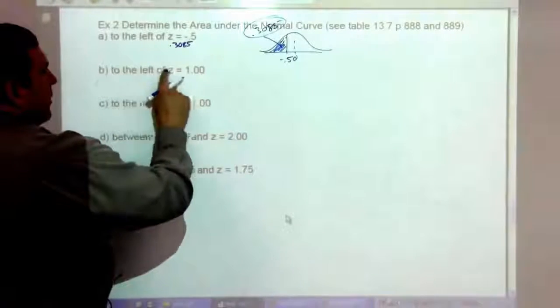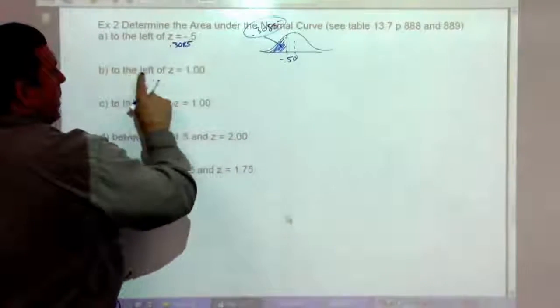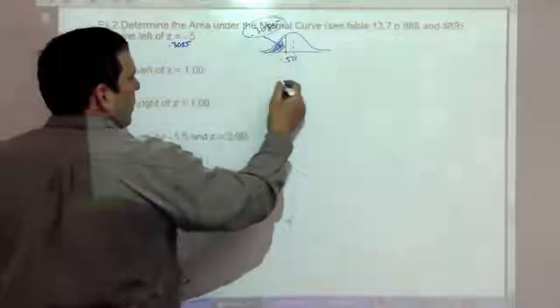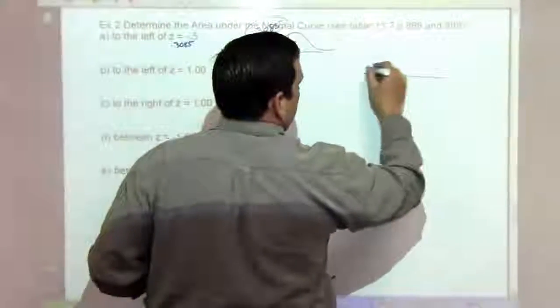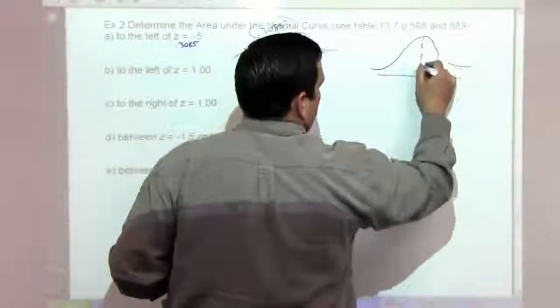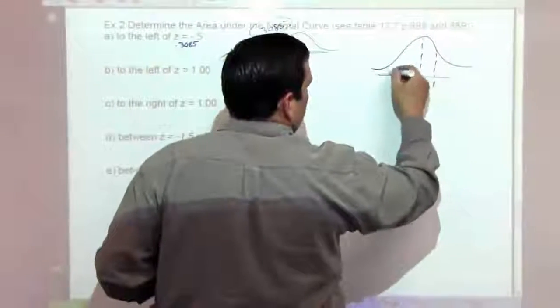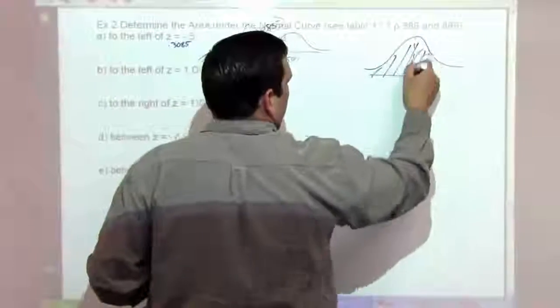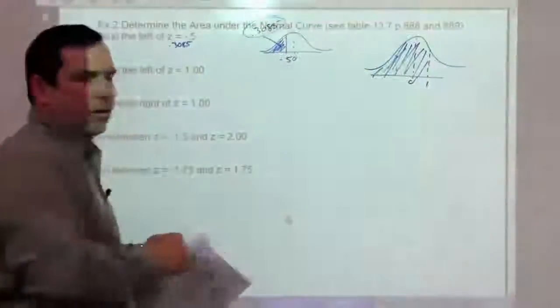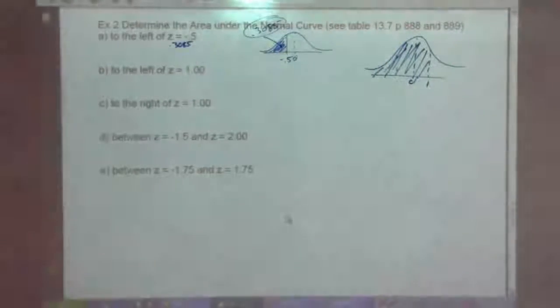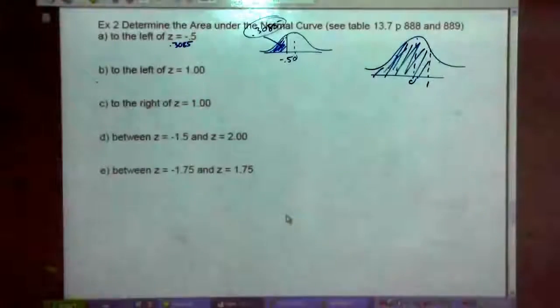Next, to the left of z equals 1. So here we're talking about this curve. Here's 0, so here's 1. We're talking about this region here. What's the area of the region to the left of 1.00? Let's find out.